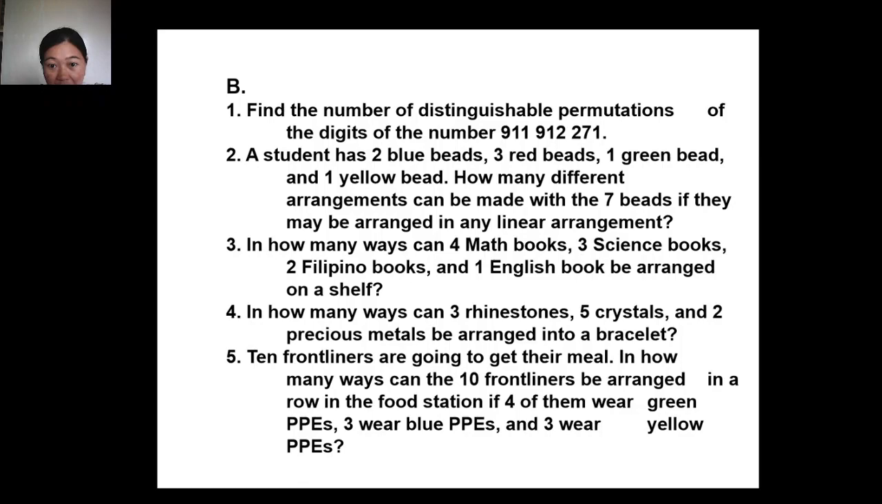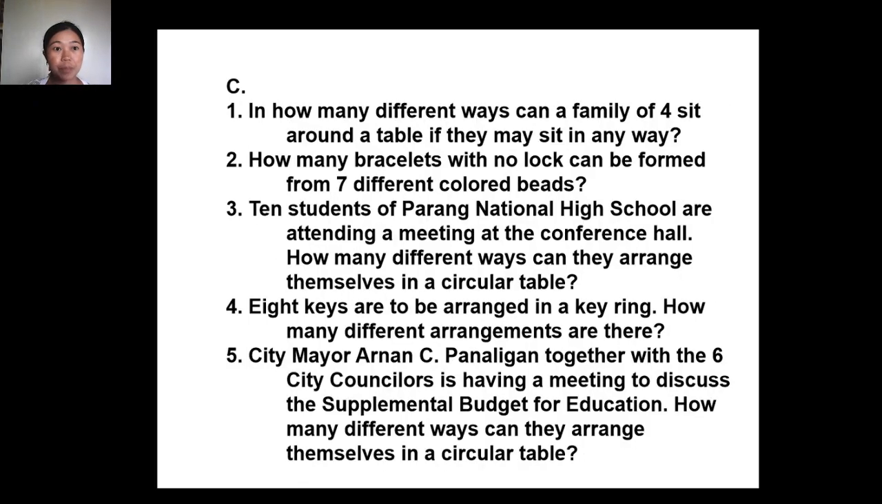Number 4, ganun din. Ang rhinestone, 3. Ang crystals ay 5. Ang precious metals ay 2. And then for number 5, so mga alike objects natin dito ay yung color ng PPEs. Kasi 3 yung nagsuot ng blue, 3 yung nagsuot ng yellow. Ayan. So, kailangan malinaw sa inyo yan. So, ibig sabihin yung letter B ay papasok sa permutations with repetitions or yung tinatawag natin na distinguishable permutation. So, I hope may apply nyo ng tama yung formula dyan. Letter C.